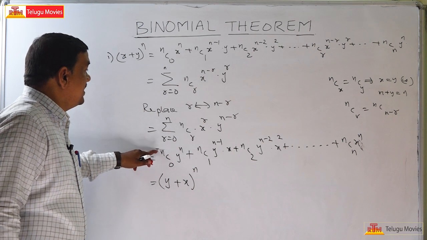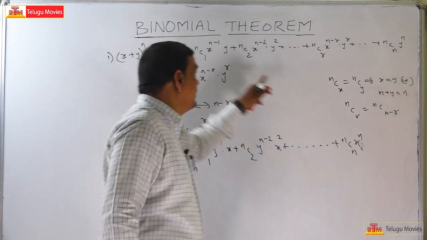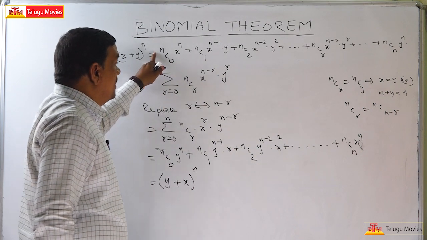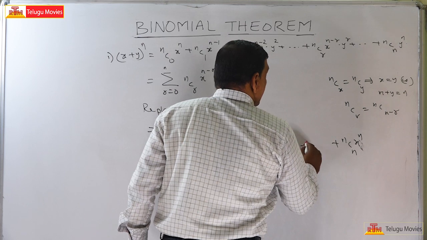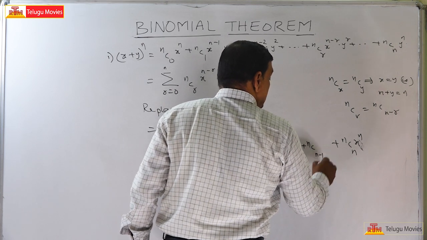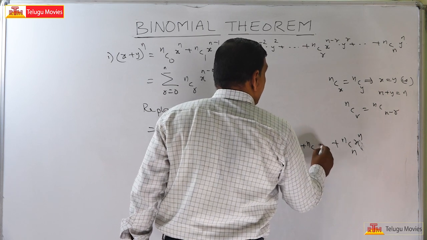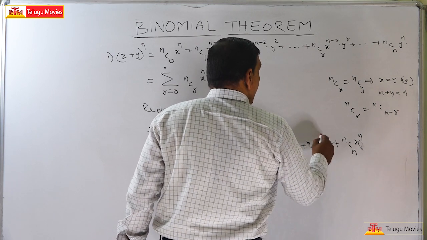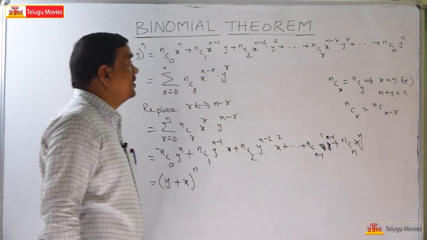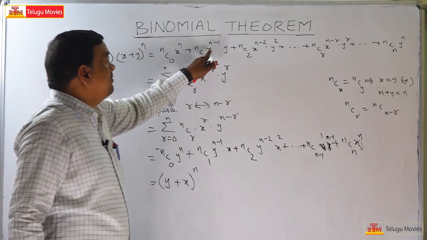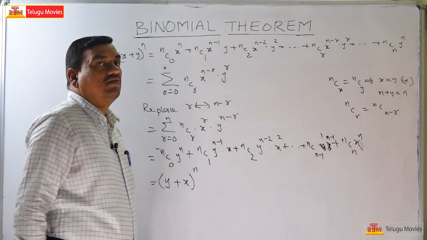Why? Because here nC0 and nCn are both the same, so again you will get this. Now, what will be the previous term? nC(n-1) will be there, with x to the power of n minus 1 and y. That means x to the power of n minus 1 into y. In place of nC(n-1), you can write nC1.